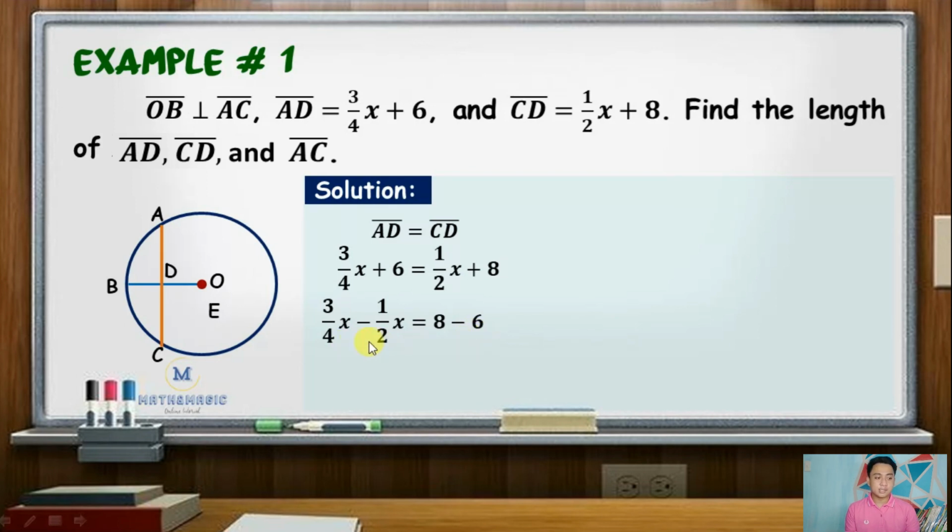Performing the operations, 3/4 x minus 1/2 x. Here we will rewrite 1/2 and 3/4 as similar fractions. LCD is equal to 4.